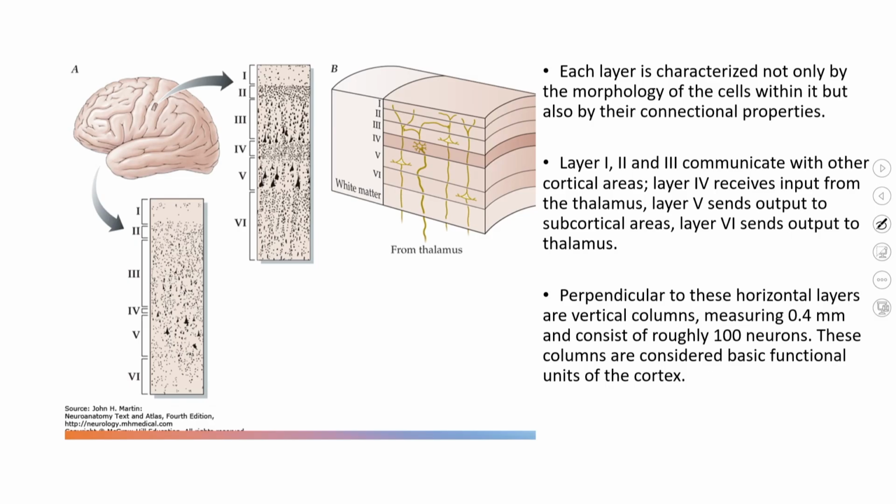The thalamus is below the cortical region. So, there is connection between the thalamus and the cortical region, from one cortical area to another, and from cortical to subcortical. There are various kinds of communication, various connectional properties that are attributed to these layers. Perpendicular to these horizontal layers are vertical columns measuring 0.5 mm and consisting of roughly 100 neurons. These columns are considered basic functional units of the cortex. This is what the cytoarchitectonic structure gives us.